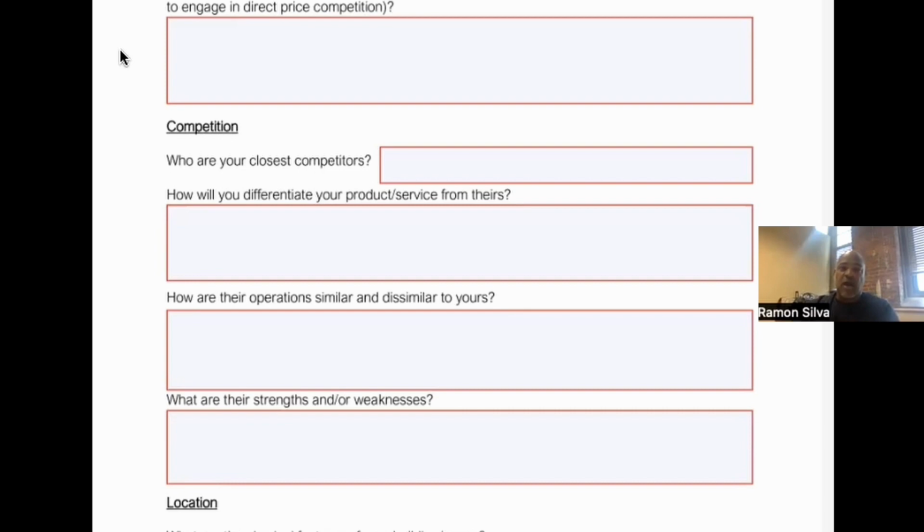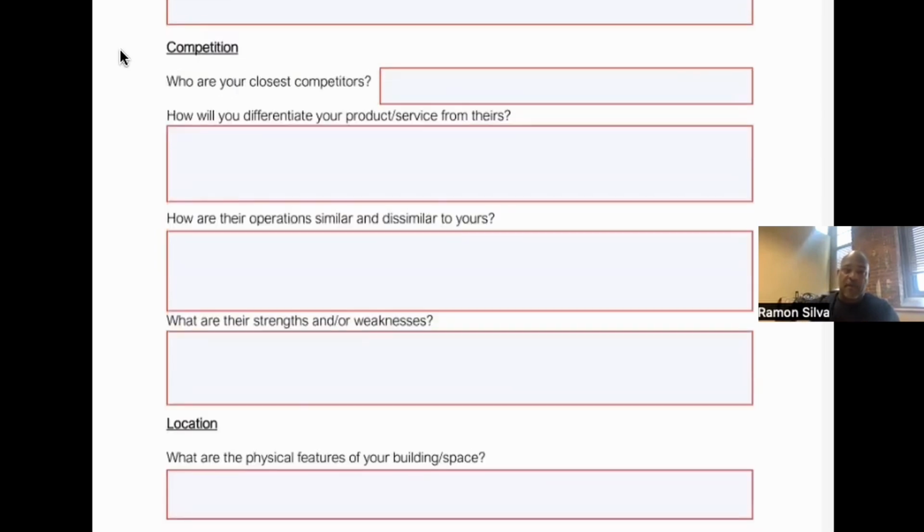If you charge the lower price, does that mean that you're going to be profitable? So how did you arrive at the price that you're charging, or the price at which you're selling? And how does that price make sense?